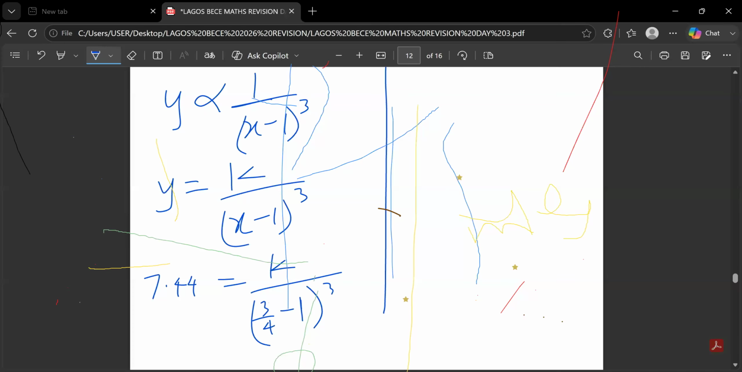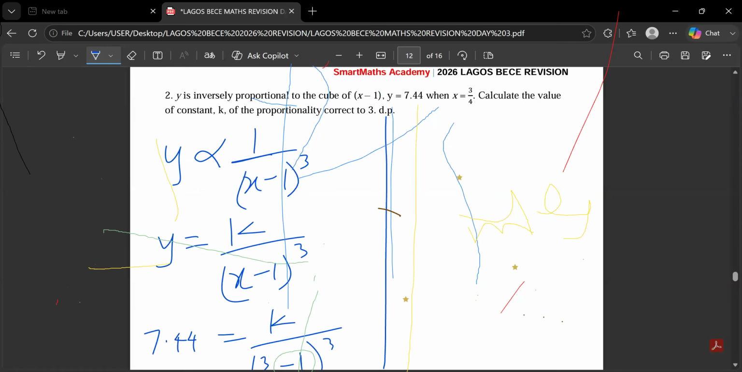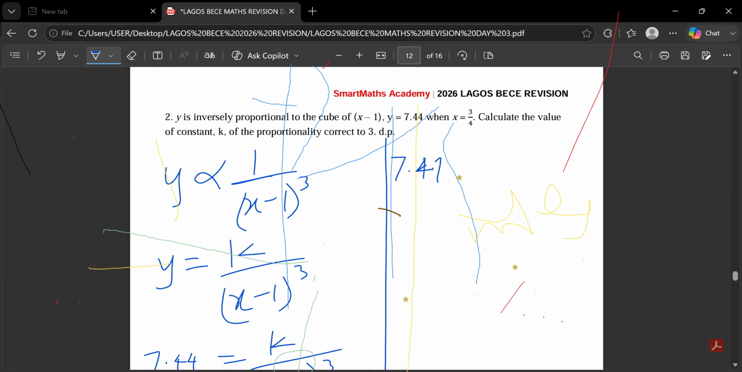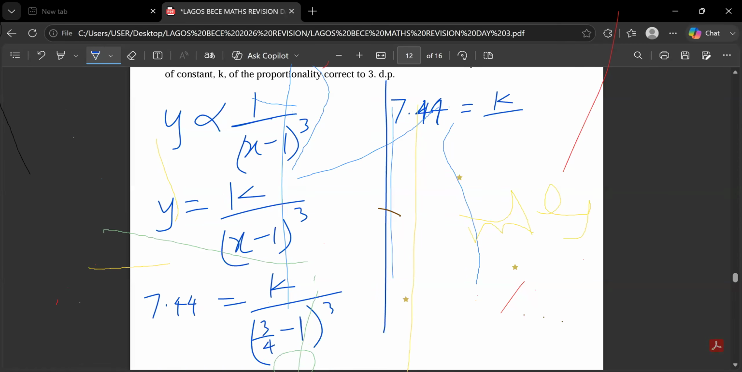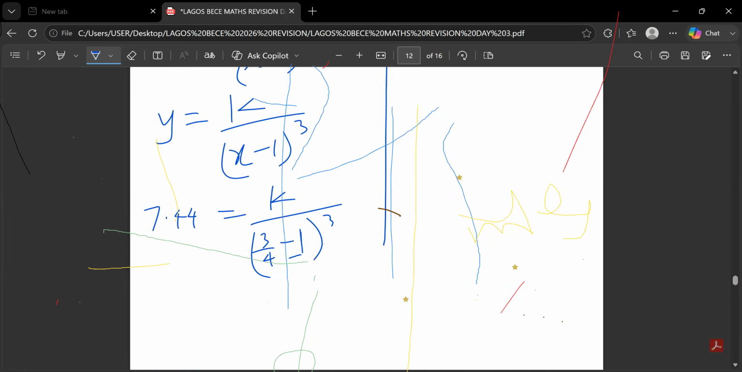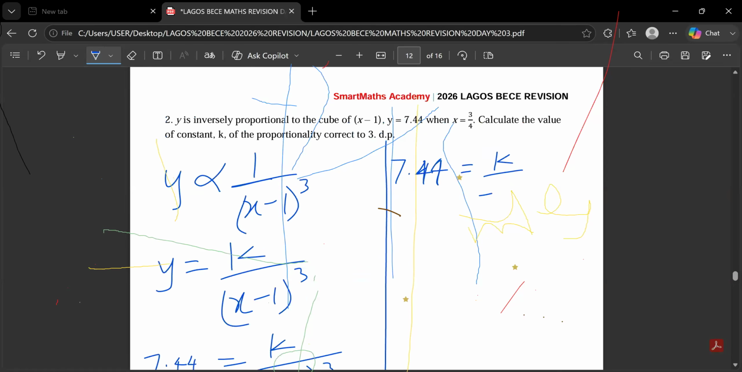So what we are going to do first is to solve the bracket. So 7.44 equals k over, so 3, make it over 1, find the LCM, which is 4. That will be 3 minus 1 times 4, which is 4. That is 3 minus 4, and that gives us minus 1 over 4. So this will give us minus 1 over 4 raised to the power 3. So this is 7.44 equals k.